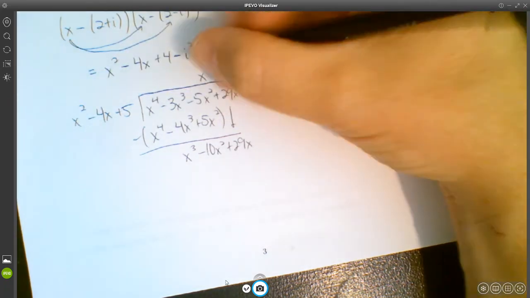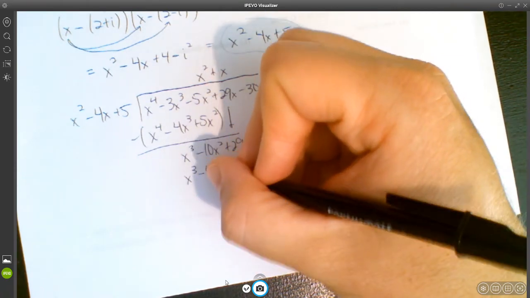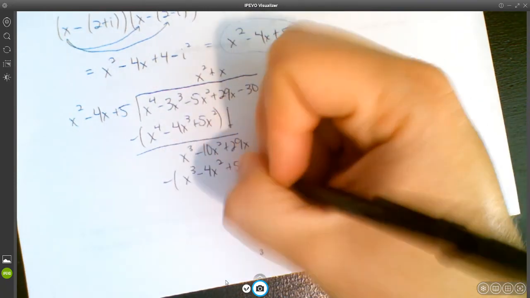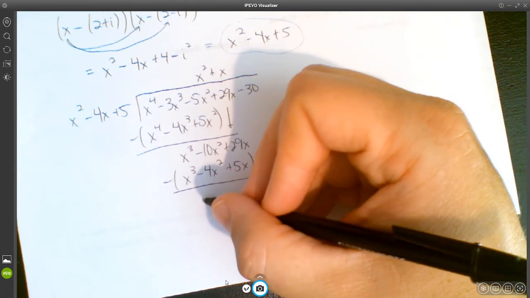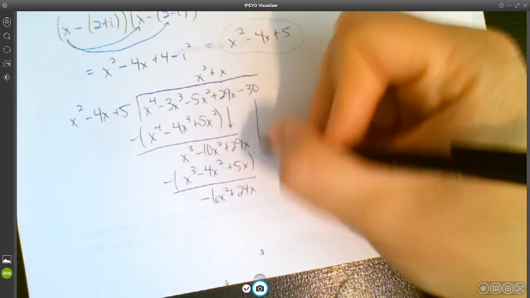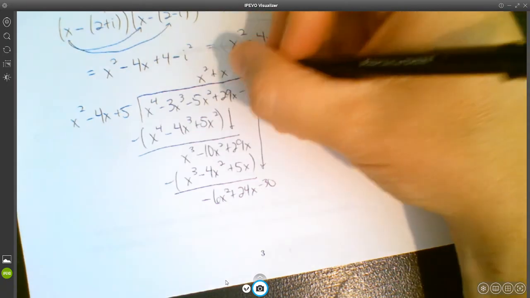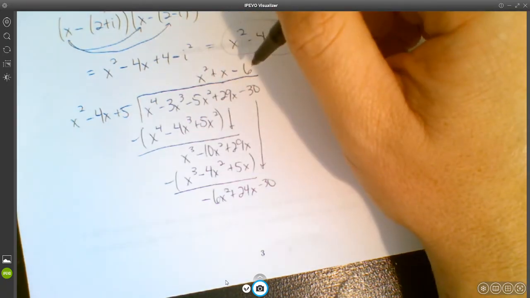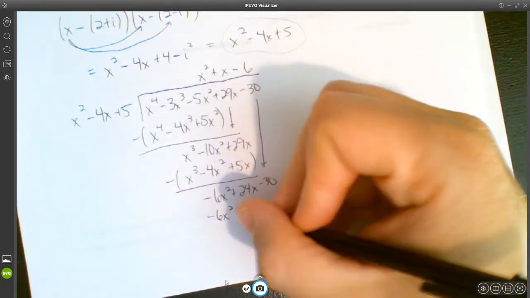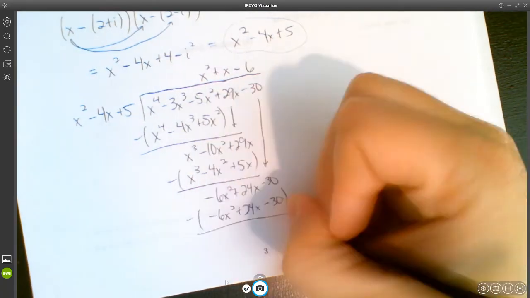What times x squared is x cubed? I think the answer is x. x cubed minus 4x squared plus 5x. I'm going to get negative 6x squared plus 24x. Bring down the negative 30. And then I think x squared times negative 6 would give me a negative 6x squared. So multiply this out, a positive 24 and a negative 30. Wouldn't you know it, right? You get remainder 0.